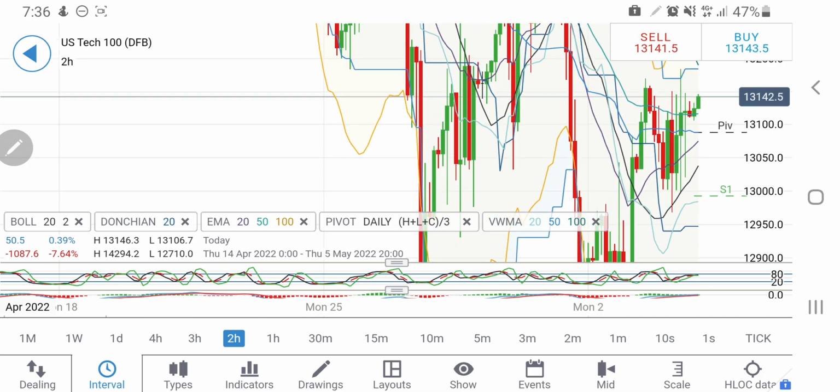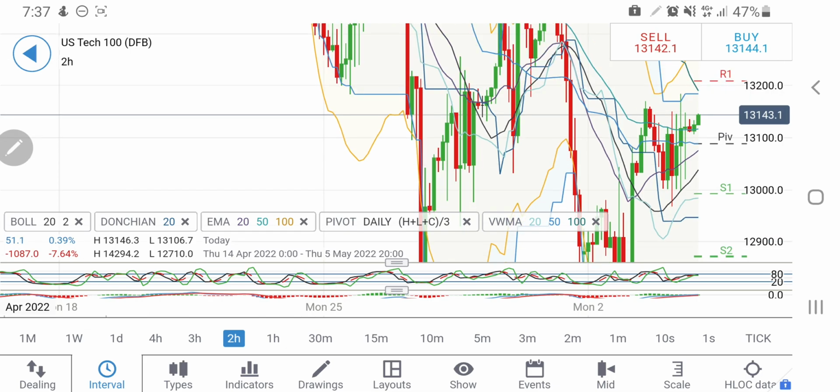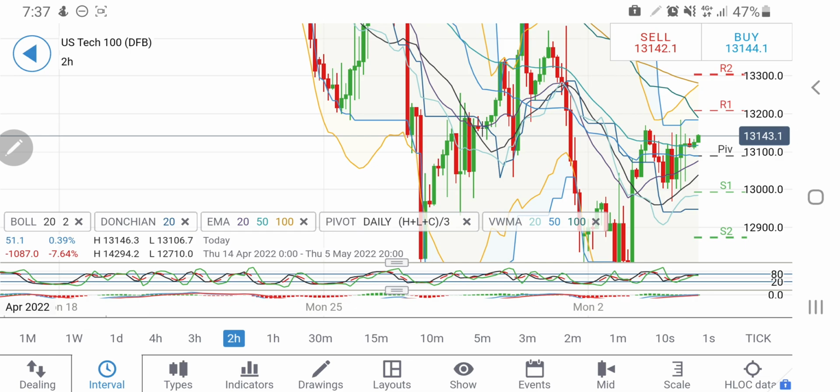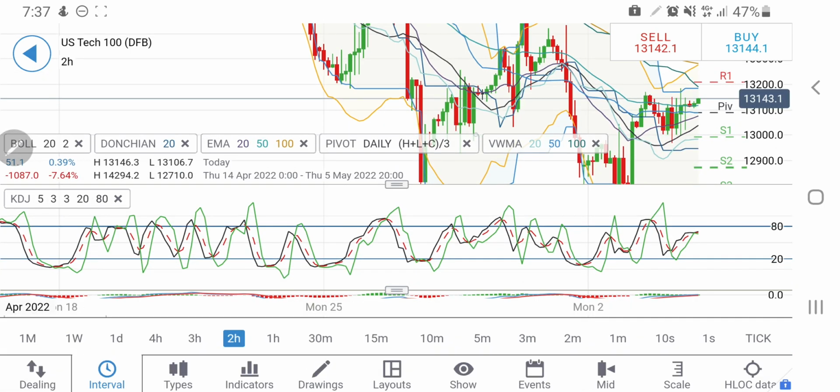However, one can remain long till the time it remains above 13100 levels. Today one can in fact remain long here. One can expect 13200 and 13300, 13400 can also be expected. That is what it appears on the 2-hour chart.